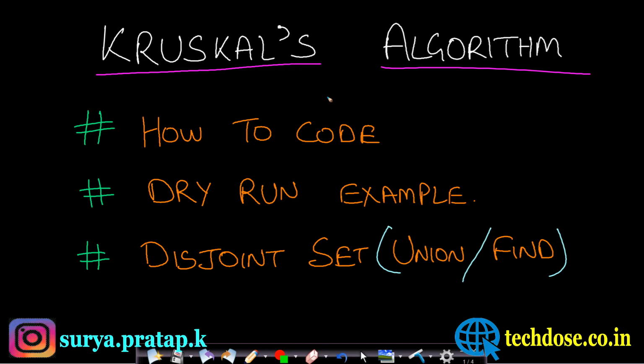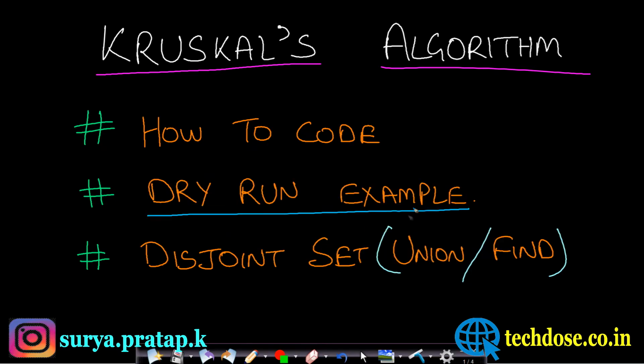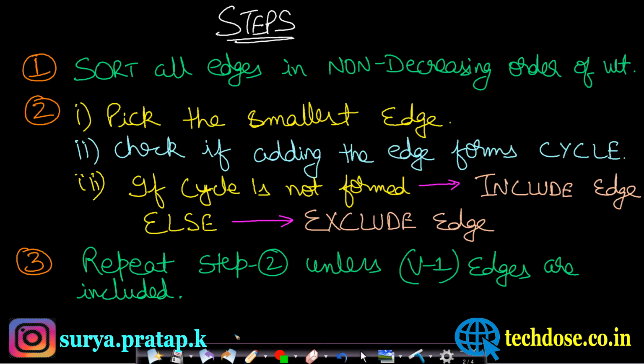Hello guys, welcome back to TechDose, and in this video I will be showing you how to code Kruskal's algorithm using a dry run example, and this will be by using disjoint set implementation. In the previous video I had explained Kruskal's algorithm using a simple example. There I had also mentioned the steps, so let us now quickly recap the steps to be followed.